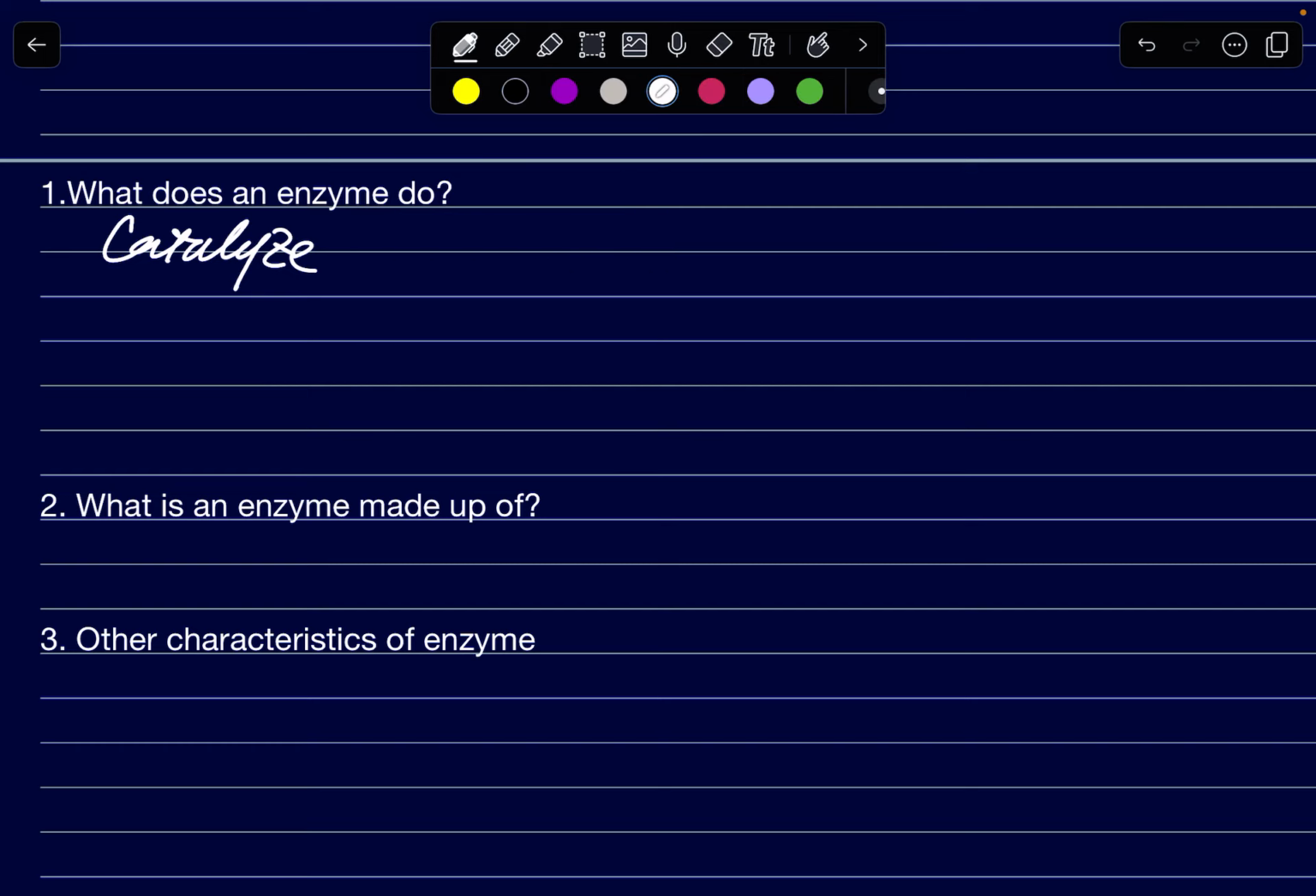Being the catalyst of the reaction means that the enzyme is not really a reactant that gets to be turned into a product, right? It's always recycled, right? All right, so here let me just draw you the graph to show how the enzyme helps with the reaction. How does it catalyze the reaction?